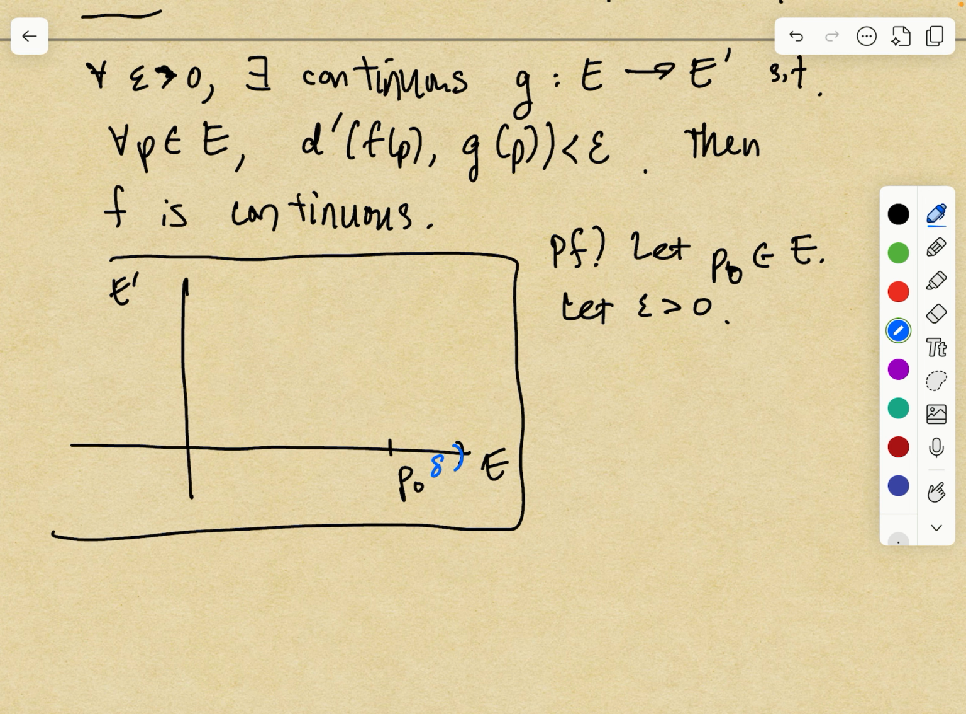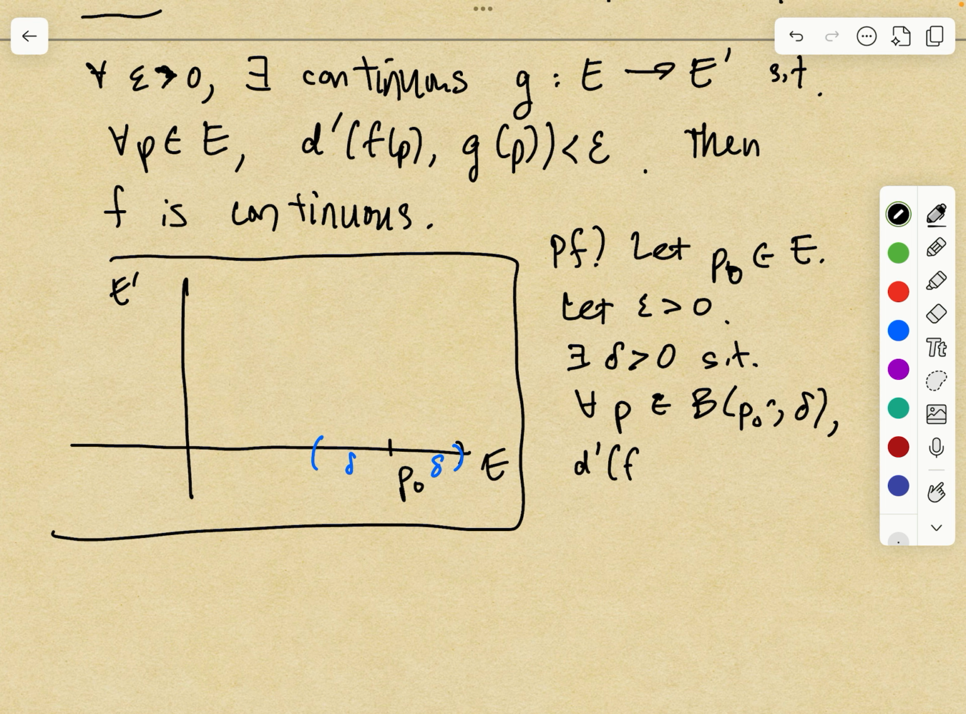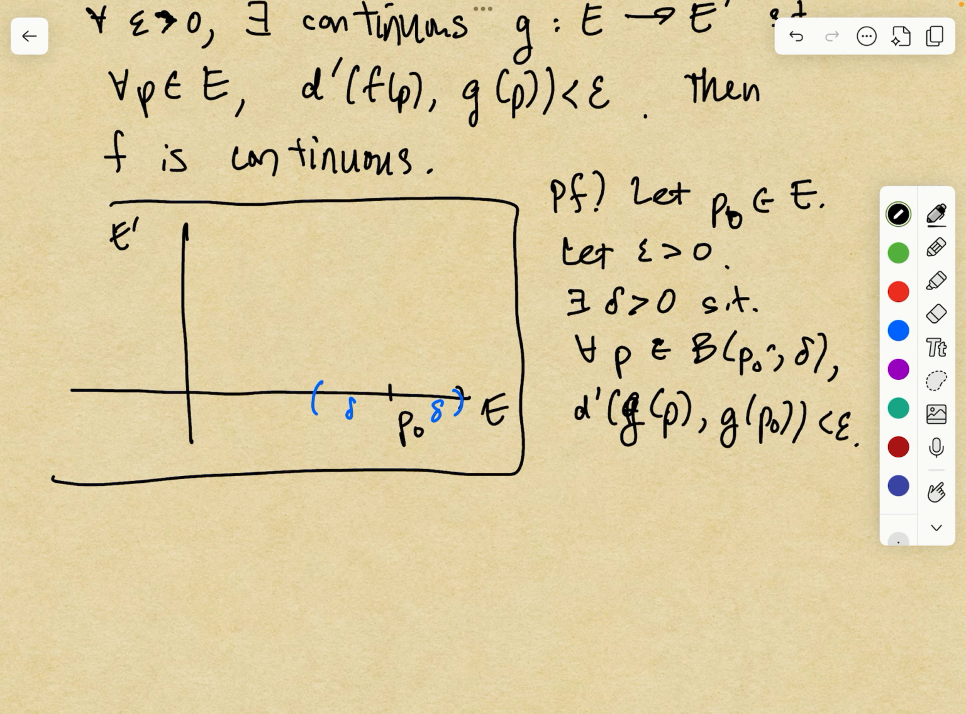We know that there's a delta for this particular epsilon. We're given epsilon, and we know that there is a delta such that for all p in the delta ball of p naught, the distance between g of p and g of p naught is less than epsilon, right? So we have this function g. For simplicity, I'll just assume that g is just this straight line.